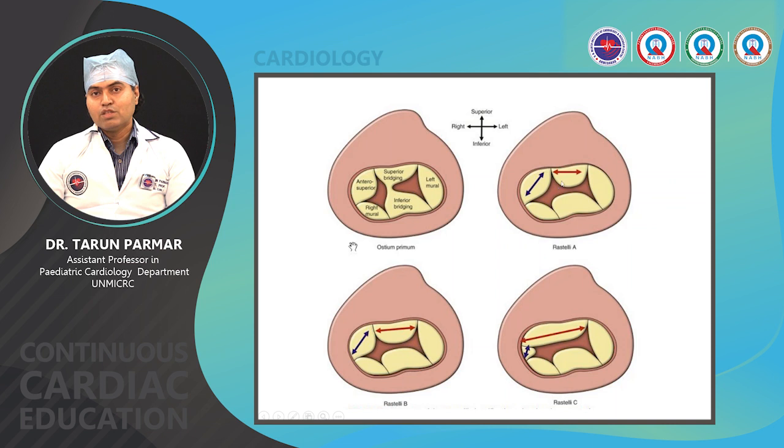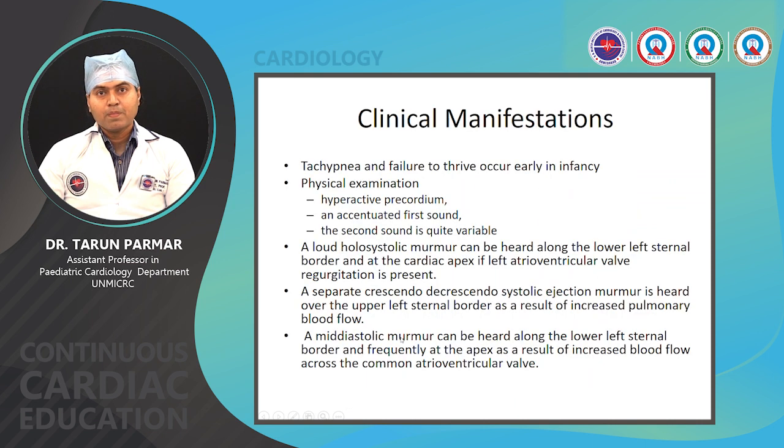So Rastelli A is the most common variety, 70 to 75% of the cases. Rastelli C is like 20 to 25% of cases. Rastelli B is the next common, at around 5% of cases.